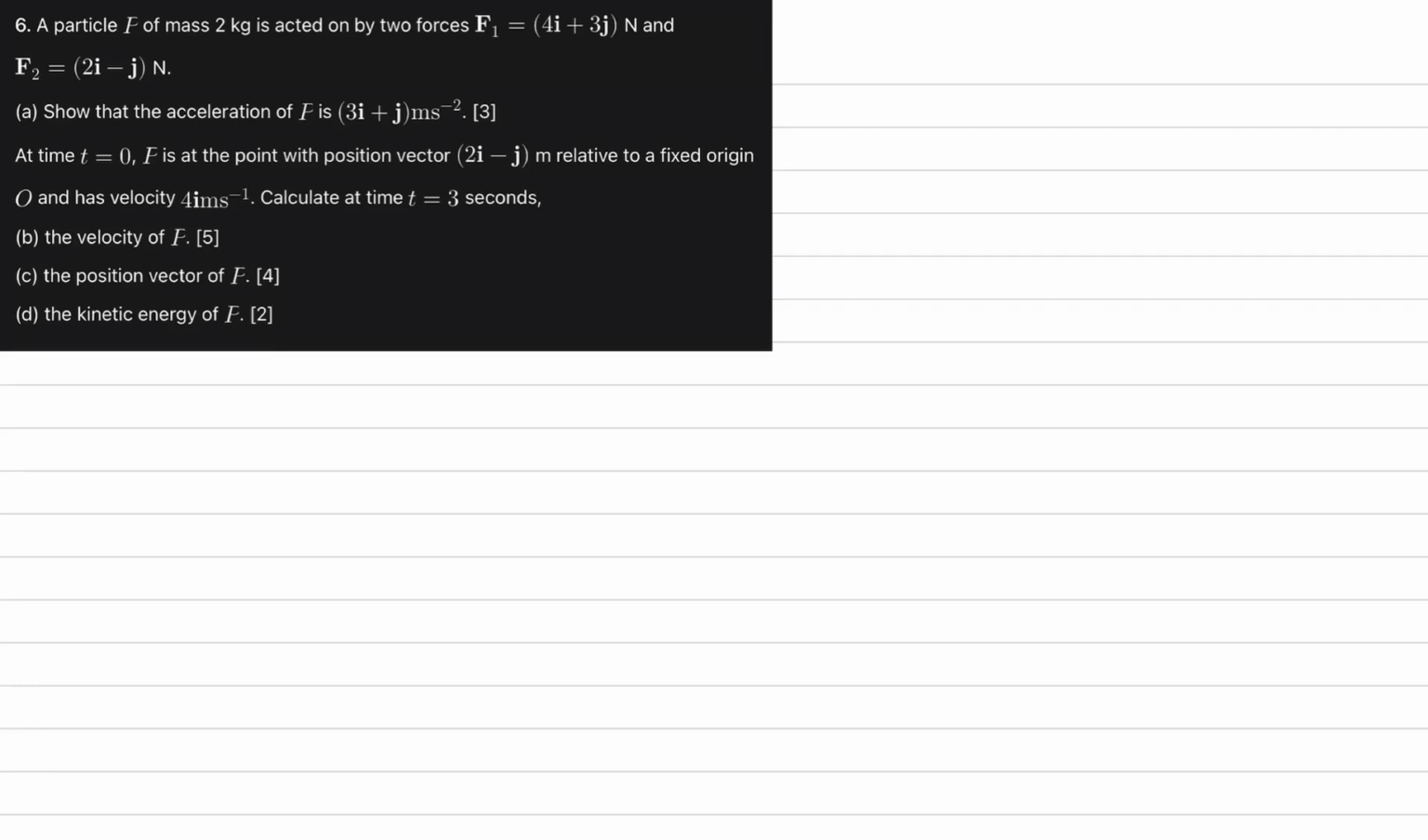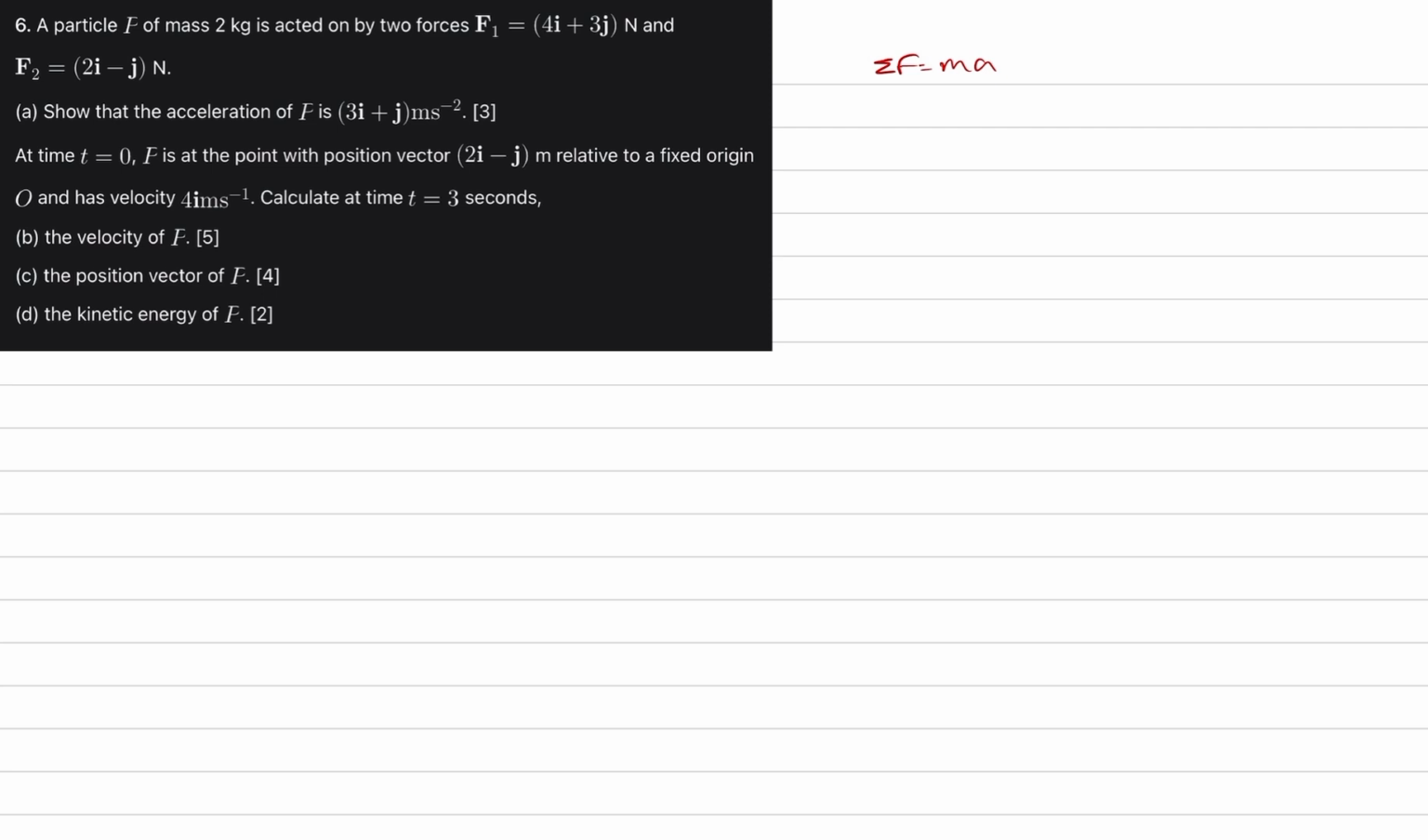A particle P of mass 2 kg is acted on by two forces F1 and F2. Show that the acceleration of P is 3i plus j. Okay, to find the acceleration, we need to use the formula: resultant force is equal to mass times acceleration. This is the resultant force, not just F. That would be wrong. It's resultant force.